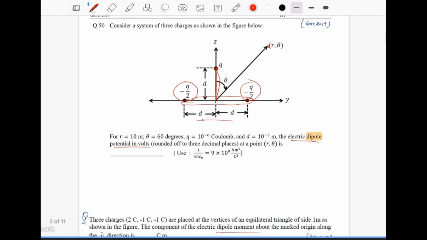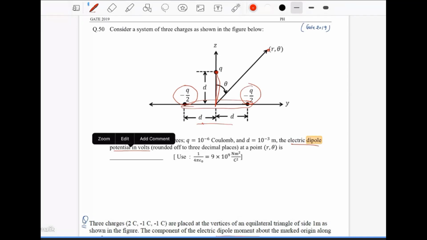We have to find the electric potential. We are given the distance r, which is 10 meter. We are given theta, which is 60 degree. And we are given the charge q, which is 10 raised to power minus 6 coulomb, and the distance d, which is 10 raised to power minus 3 meter. So we have to find the electric potential.